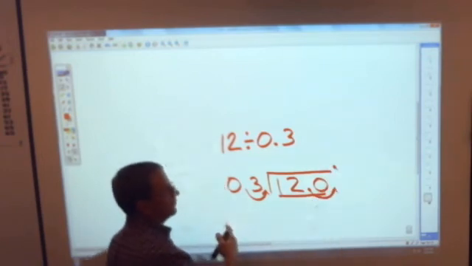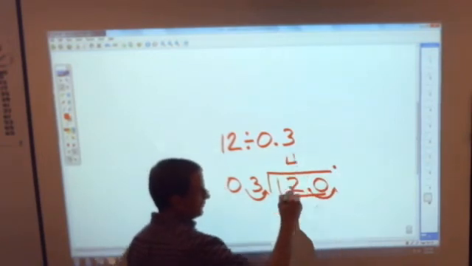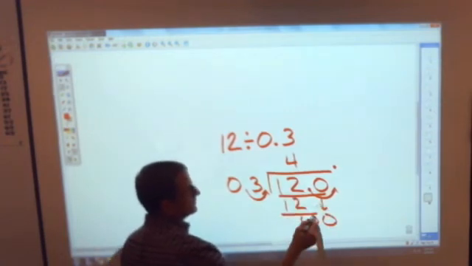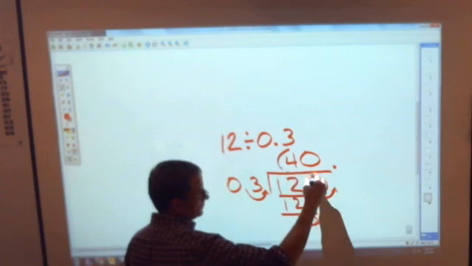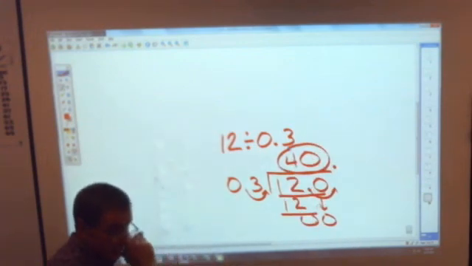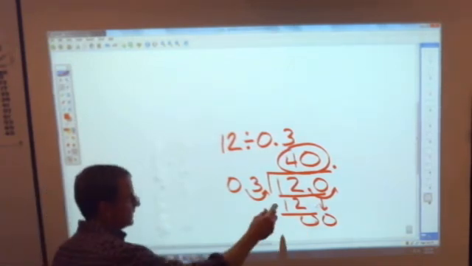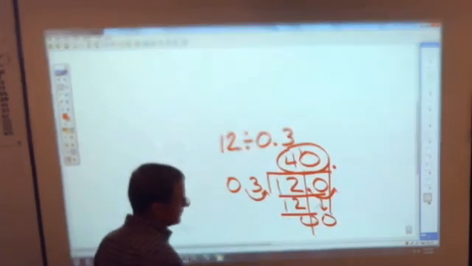How many times does 3 go into 120? 4 is 12. Subtract. I still have a 0 to bring down. 40 should have been your answer. How many people got 40? Where did we go wrong? Where did the trains fall off the track? Jacob, where's the track? I did add the 0. Yeah, now make sure you do that. These all gotta line up nice and you gotta put zeros in there.